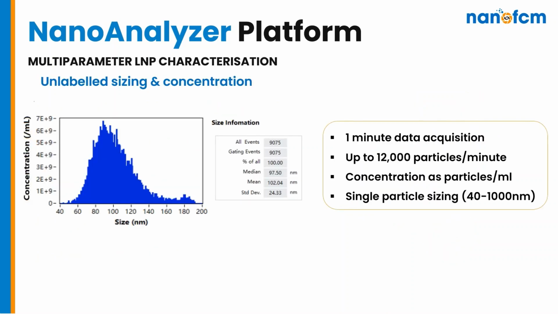Let's take a more in-depth look at each of these characteristics of multi-parameter LNP characterization, starting with unlabeled sizing and concentration. When we have a sample, we can simply dilute it into an appropriate buffer, inject it into the machine, and recover the number of particles that are present, and their number-weighted size distribution is shown here in the blue trace.